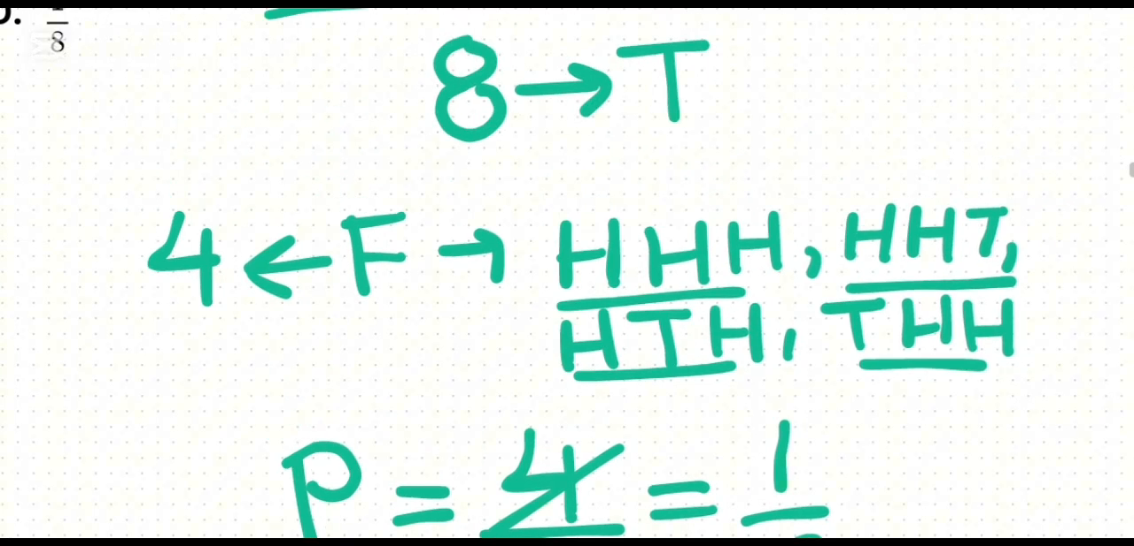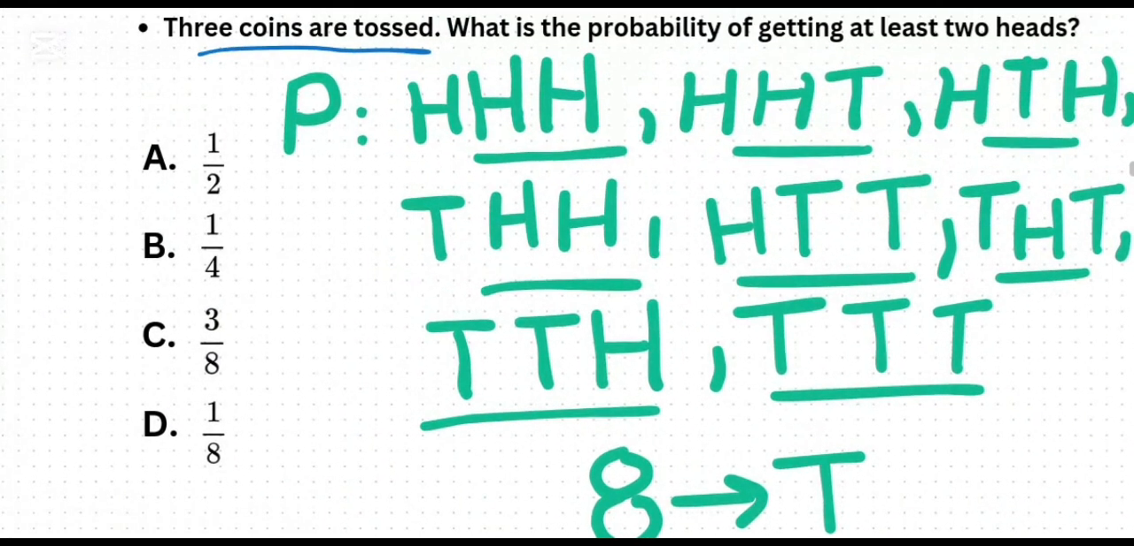Now we will see which option is correct. A. So if you see, A option is correct, which is 1 out of 2.